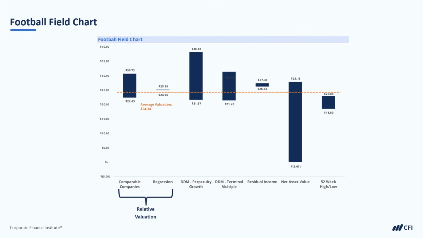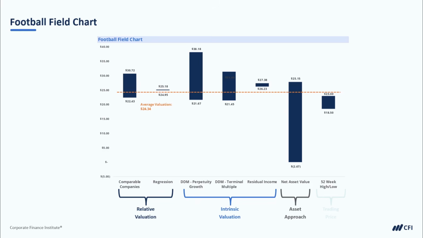As you see on the far left, we have two relative valuation techniques. It might be hard to read, but we're going to do comparable companies, but also something called regression. Then we move into intrinsic valuation techniques, and the DDM stands for dividend discount model. So we're going to look at two different types of dividend discount model and something called residual income. And then we'll finish with an asset approach, or you can see there it says net asset value.